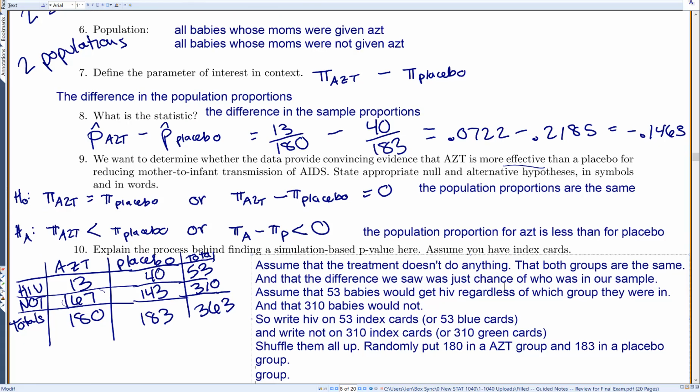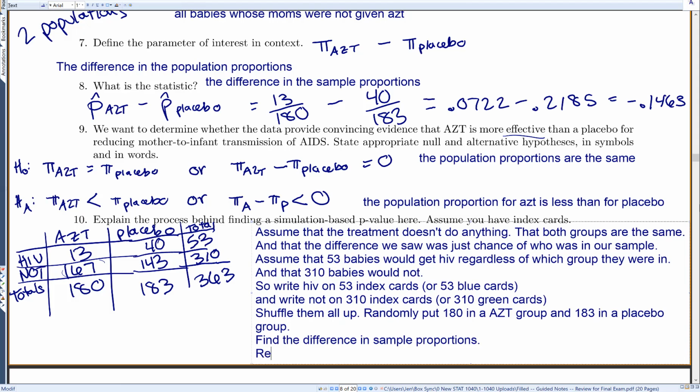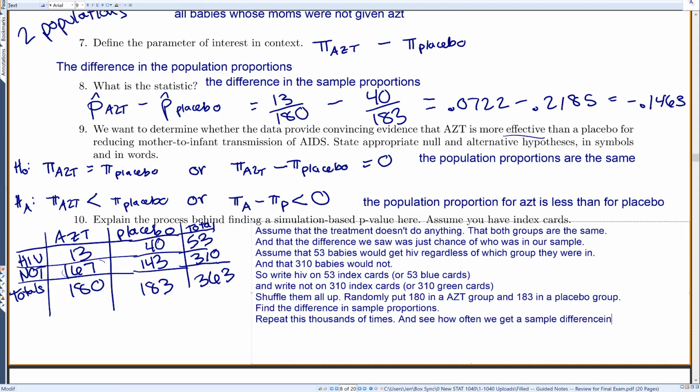Okay. And then we would find the difference in sample proportions, and basically then repeat this thousands of times and see how often we get a sample difference in proportions as extreme as our statistic of negative 14 or negative 0.1463. So that's how you do the simulation.